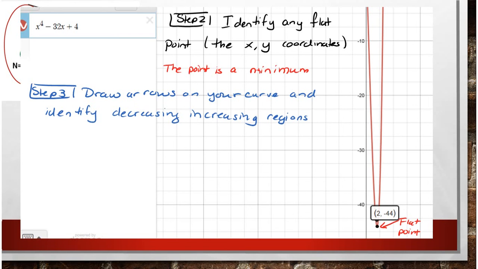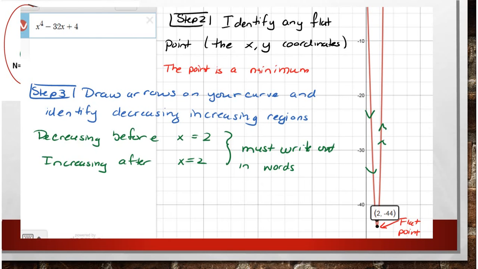The next step is to draw arrows on your curve so that you can identify where it's decreasing and increasing. So I just went and did that, and I wrote it in words. It's decreasing before x equals 2. It's increasing after x equals 2. So far, so good? This should seem like a piece of cake now.